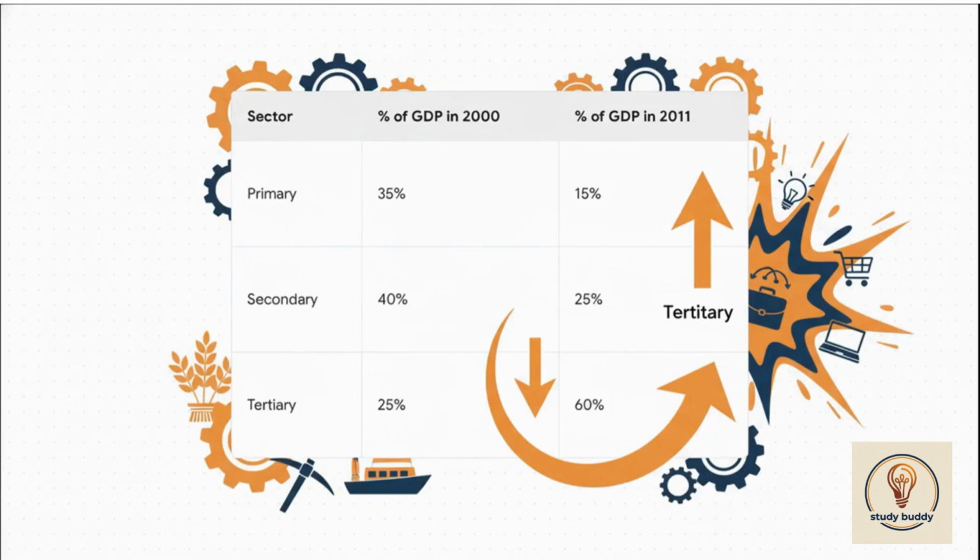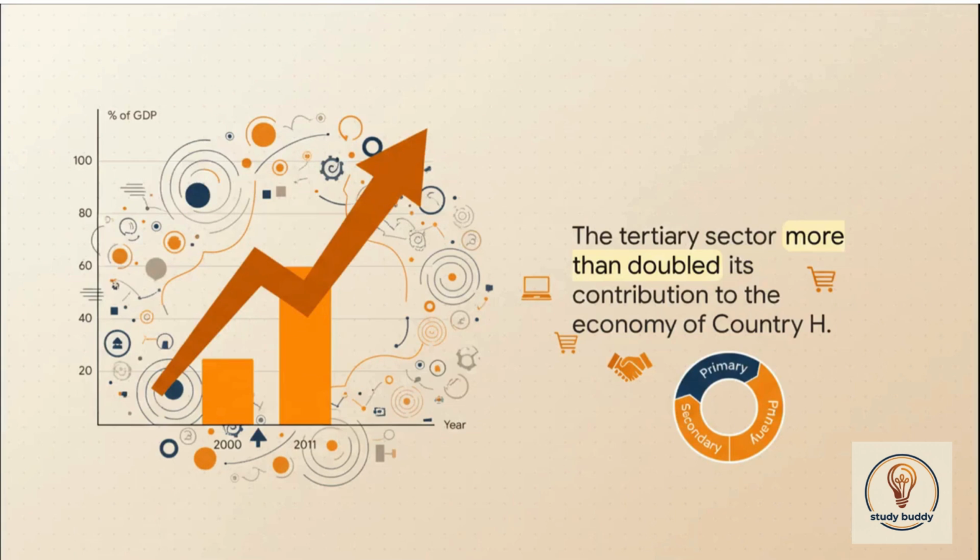Okay, take a close look at this table. It shows us how much each sector contributes to the country's total economic output. It's GDP. So back in 2000, you can see the primary and secondary sectors were the big players, right? Together, they made up 75% of the entire economy. But now, look at the numbers for 2011. Both of them have shrunk a lot, and something else has just exploded. And this bar chart just makes that story crystal clear.